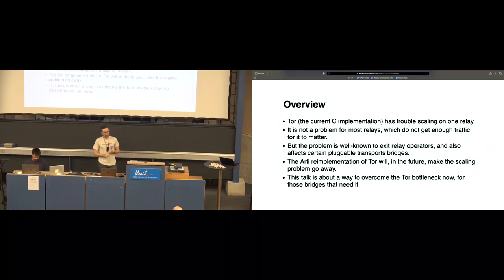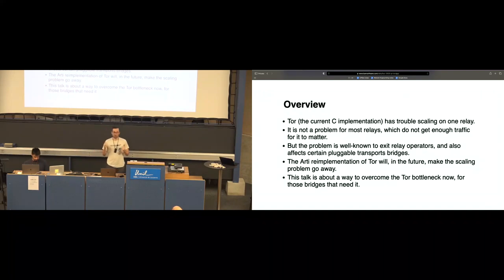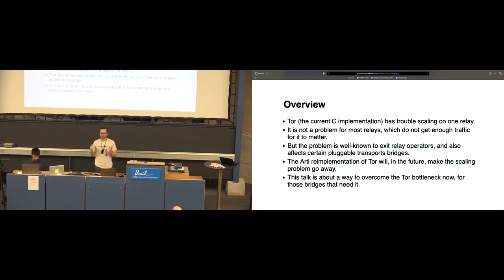Second point, this is actually not a problem for most relays because most relays aren't processing enough traffic at one time to even max out one CPU. A lot of exit relay operators do know this though, because there are fewer exit relays, so more traffic gets concentrated into them. Therefore, they have to deal with a lot more traffic and they start running into these problems. People who run exits tend to run multiple exits exactly for this reason, because they can't get the performance they need when they run just one relay. So they're running on multiple IP addresses to get around the scaling problem.